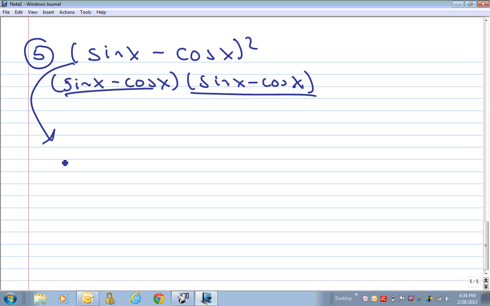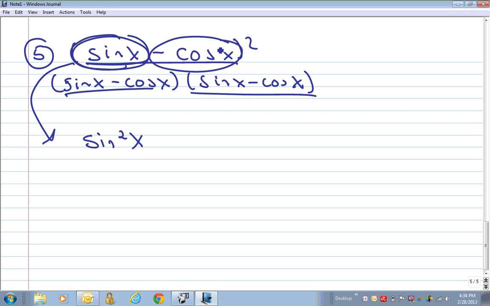So I'm going to take my little shortcut. And the shortcut for a binomial squared, we take that first term and we square it. So sine x squared, or sine x would be sine squared x. Then we multiply. Remember, we multiply the sine x times the negative cosine x times the 2 together, which would be a negative 2 sine x cosine x. And finally, we take this second term and we square it. A negative times a negative would give me a positive cosine squared x.